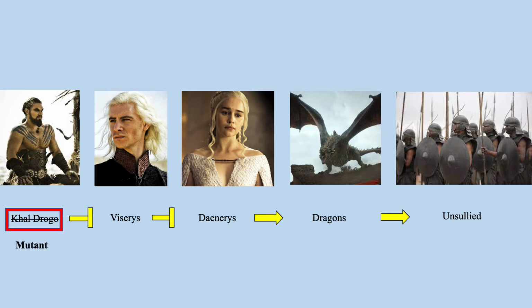So what would happen if there was a mutation in the Khal Drogo gene? If there was a mutation in the Khal Drogo gene, then the Viserys gene would be transcribed and would prevent the transcription of the Daenerys gene. If the Daenerys gene is not transcribed, then the dragon's gene would also not be transcribed, and the Unsullied would ultimately remain as slaves to their masters.